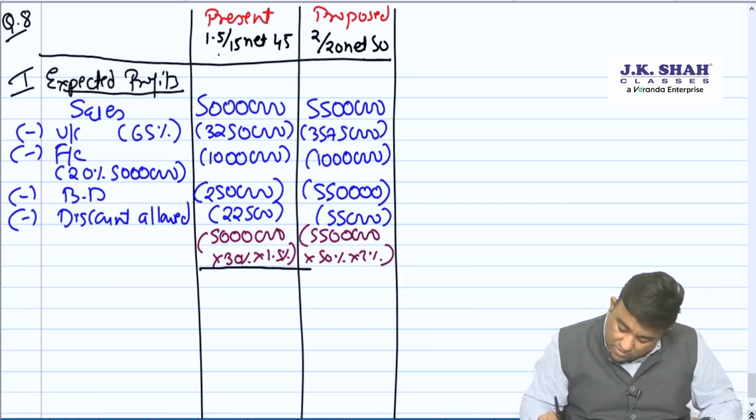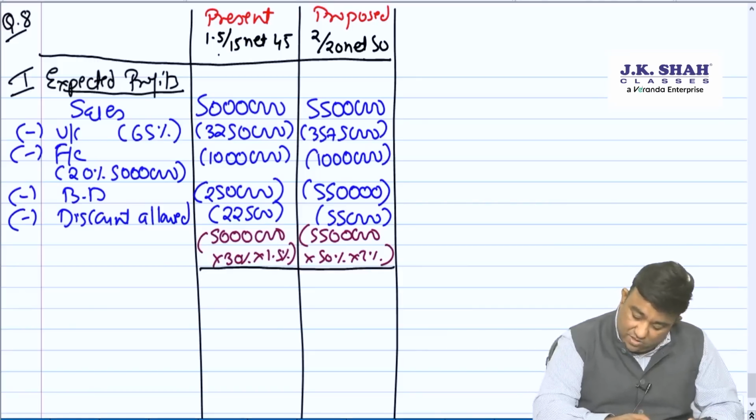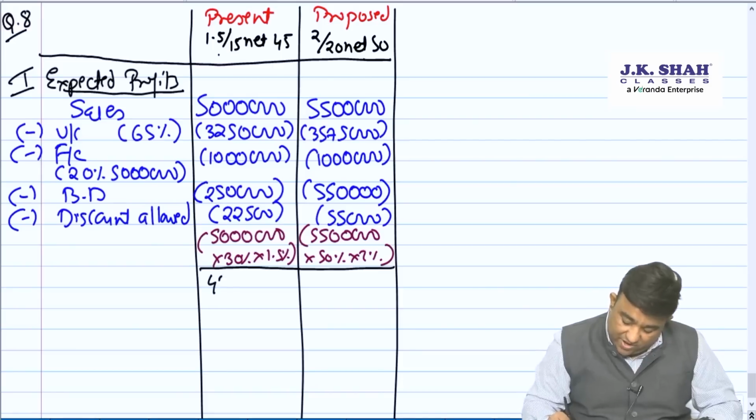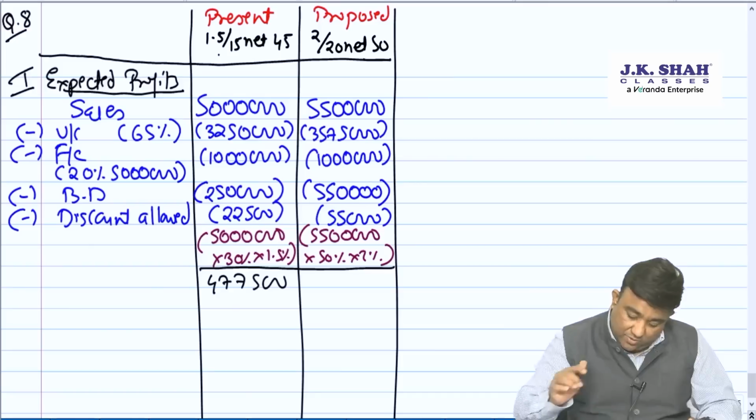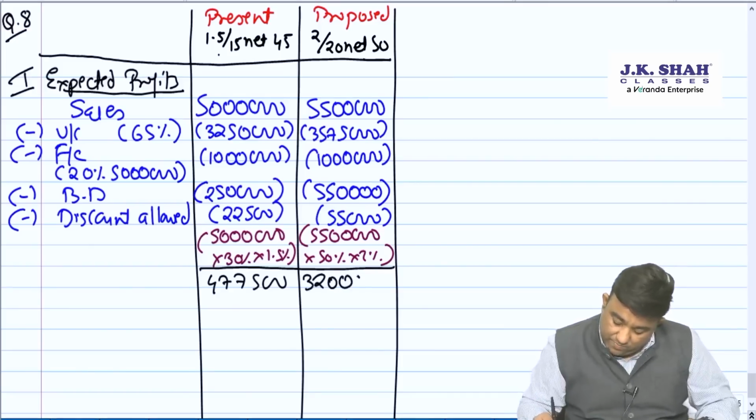Can I make a total? 50 lakh minus 3250 minus 10 lakh minus 250 minus 22,500. It is 477,500 present profits, and this is 55 lakh minus 75,000 minus 10 lakh minus 550 minus 55,000. That comes to 3,20,000.